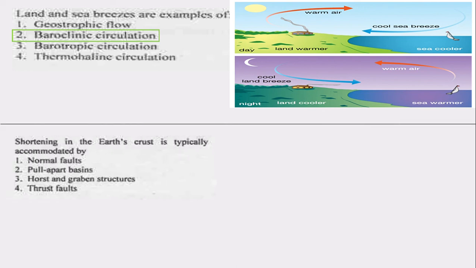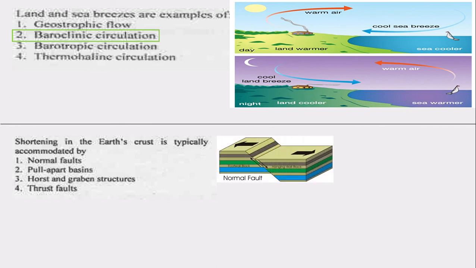And the next question is that the shortening in the earth crust is typically accommodated by. So if you remember the types of fault, you can answer it. So the first thing is a normal fault. What is a normal fault? When the hanging wall moves down, we call it a normal fault, and this takes place when there is a tensional force acting, that is two forces acting away from each other.